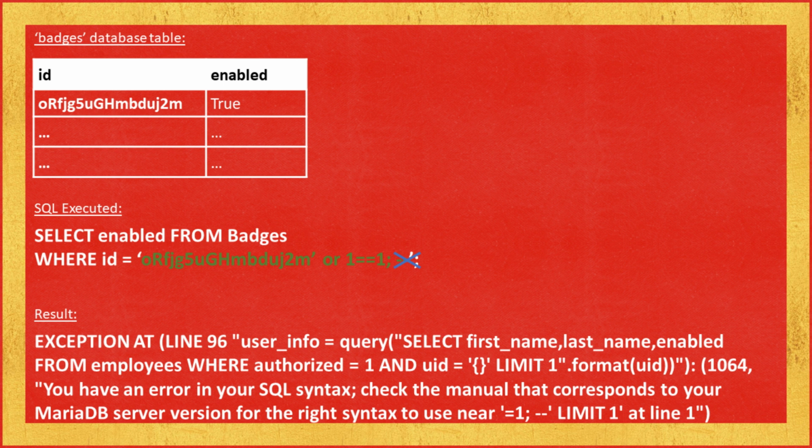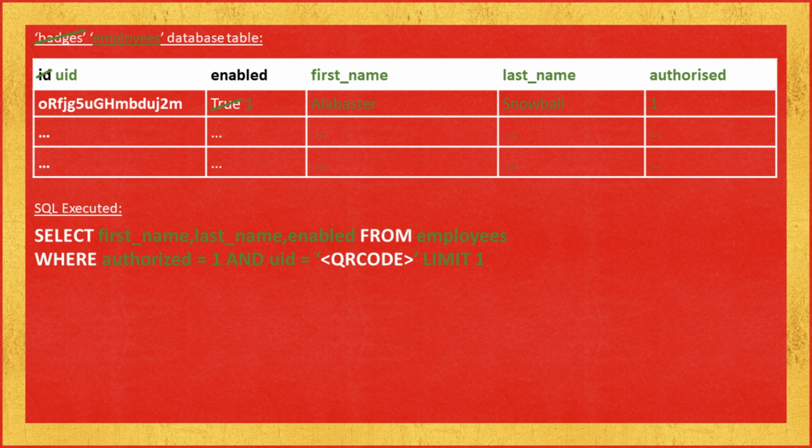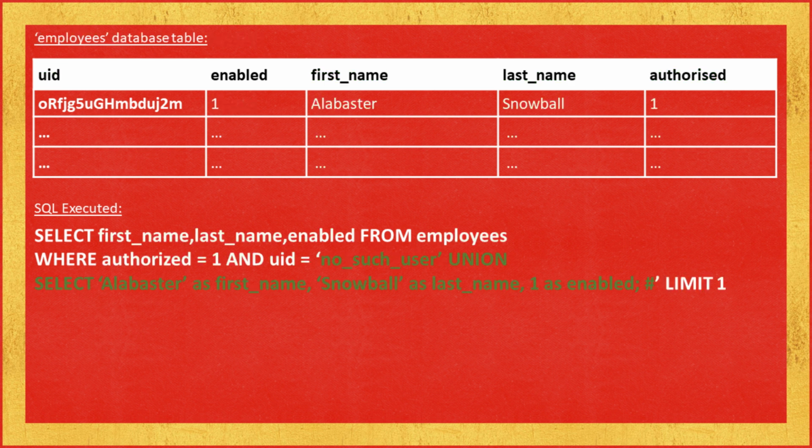We can update our mental model of the database and SQL query as follows. The badge reader expects a single result to be returned with 3 fields, the first name and last name of the user, and a field called enabled, which presumably should contain the value 1. Now, we don't know the ID of an authorized and enabled user, but we should be able to exploit the SQL injection vulnerability to override the result with some data of our choosing.